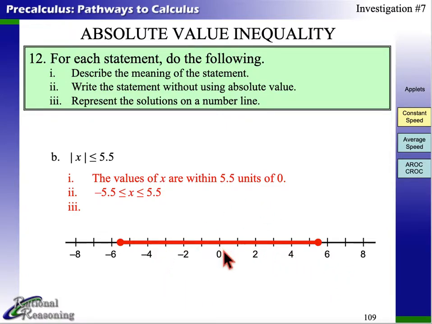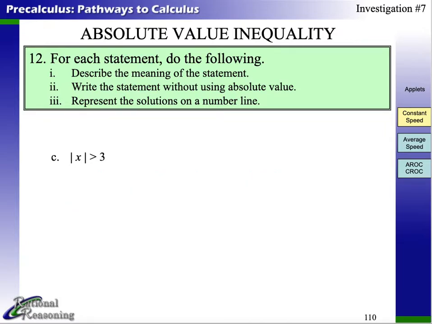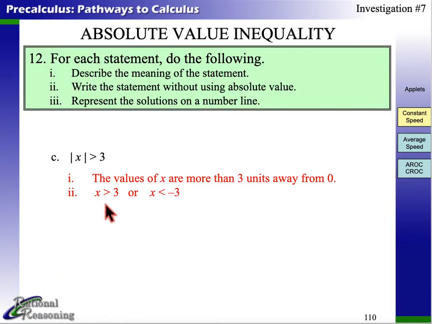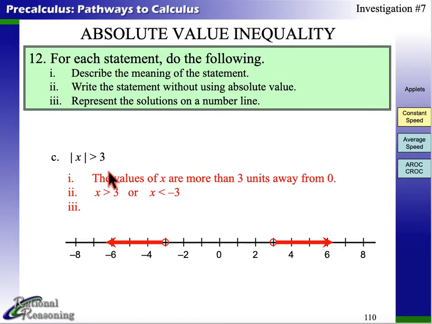We'd like to be no more than 5.5 miles away from this 0 point, which might be work or school or someplace we want to be close to. This one, we want to be far away. We want to be at least 3 units away from 0. Okay, so the same thing. We need to use 2 inequalities to be more than 3 away and less than -3. Okay, and that looks like this. And since it's not the equal, the boundary point is not included.